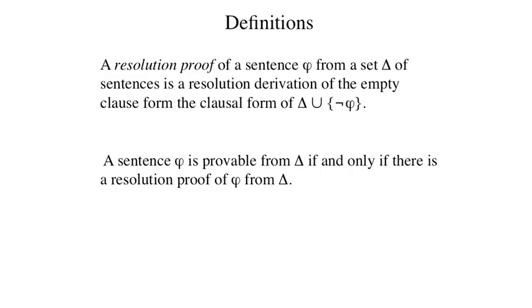Let's capture this idea with some definitions. A resolution proof of a sentence phi from a set delta of sentences is a resolution derivation of the empty clause from the clausal form of delta union not phi. And a sentence phi is provable from a set of sentences delta by propositional resolution, if and only if there's a resolution proof of phi from delta.